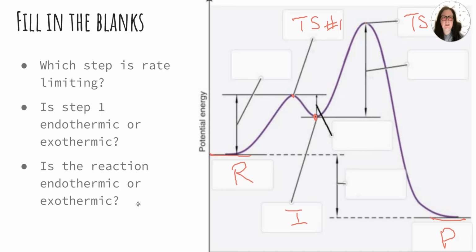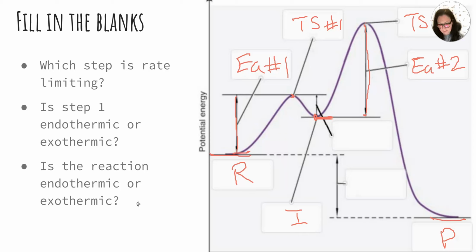So we're slowly filling it in. We have this distance here, which is from where I'm starting to the top of the peak. And so that's my activation energy for step number 1. And then let's go find the one for step number 2, since we're already on that. So we're starting here and we're going here. So this refers to the activation energy for step number 2.